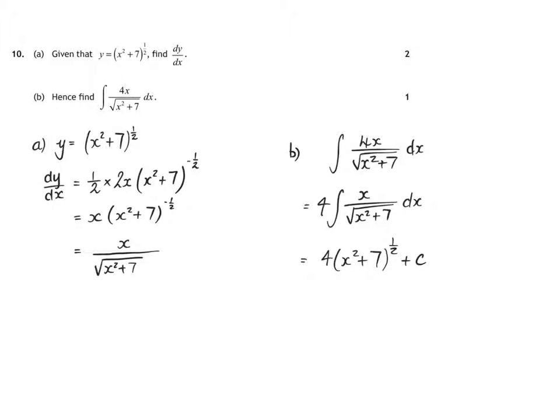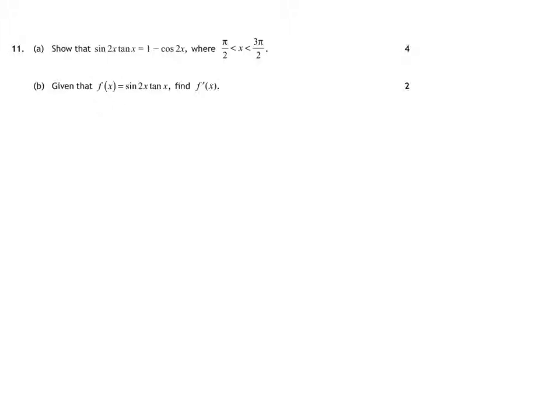So last question now, question 11. Right, so for question 11 part A, we need to show that sine 2x tan x equals 1 minus cos 2x. Right, so we're starting with the left-hand side of the equation. We're trying to get to 1 minus cos 2x, right? So we have sine 2x tan x.